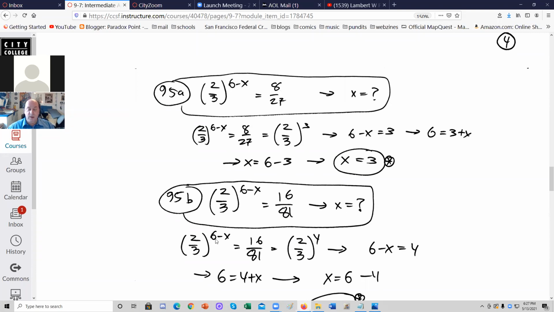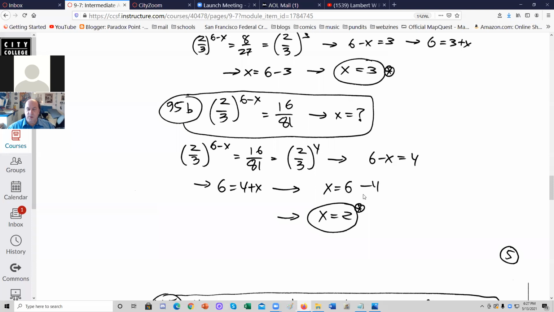So (2/3)^(6 minus x) equals (2/3) to the fourth power. Same base, therefore the exponents are equal. 6 minus x equals 4. So transpose the x to the right: 6 equals 4 plus x. Transpose the 4 to the left by subtracting: x equals 6 minus 4.